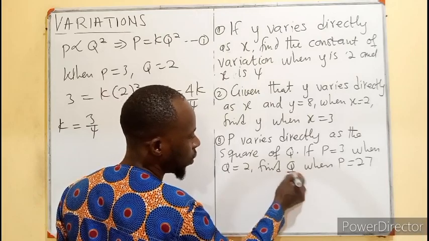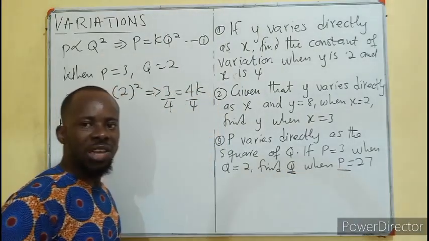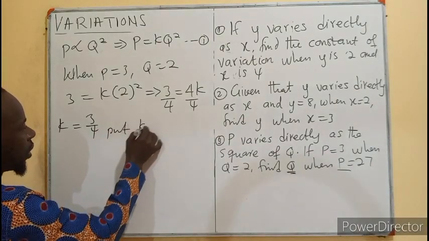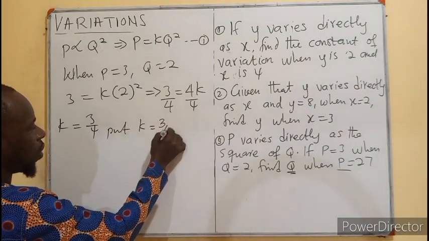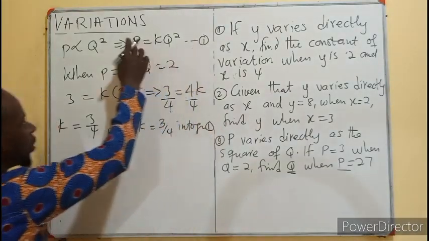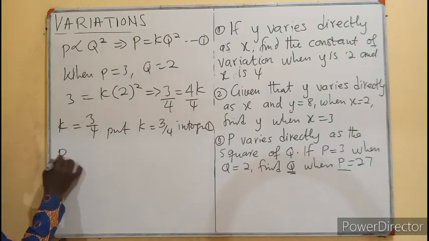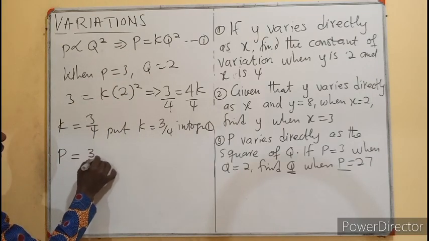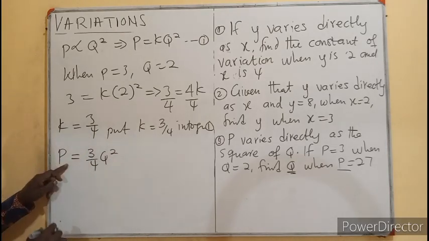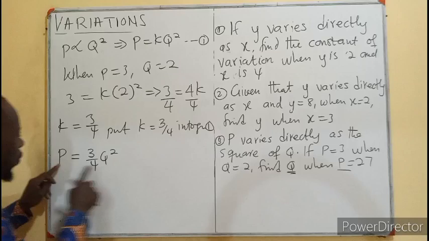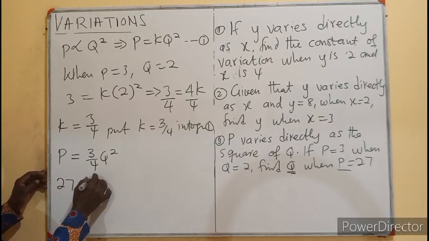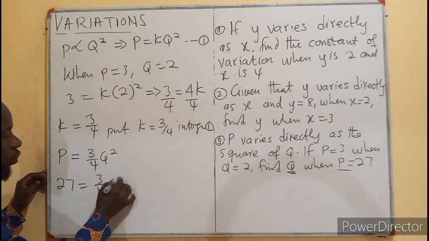So now we know the constant. We are looking for Q when P has been changed to 27. So we are now going to put K equals to 3 on 4 into equation 1, which is this. So we are going to have P equals to 3 on 4 Q squared, right? So we are looking for Q where we know P as 27. So 27 is equals to 3 on 4 Q squared.